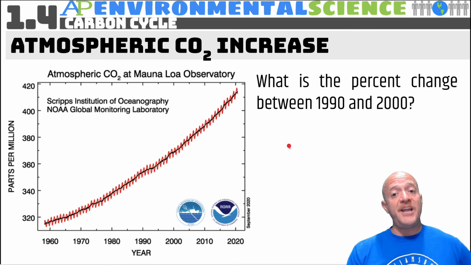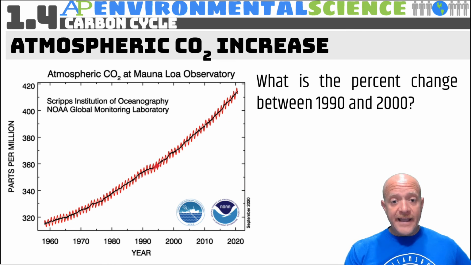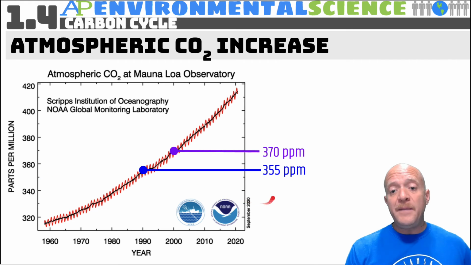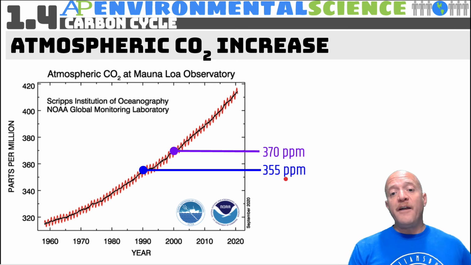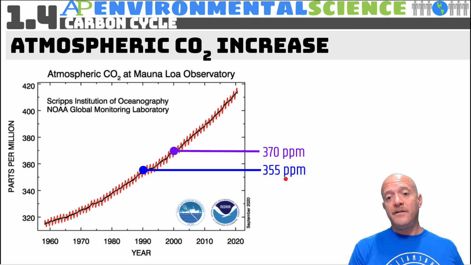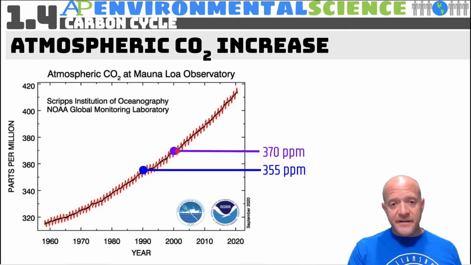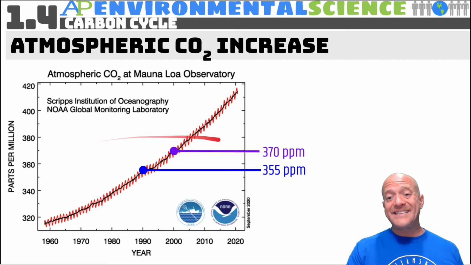Now, what is the percent change in carbon dioxide between 1990 and 2000? So how do we solve this? Well, first of all, we want to identify. At 1990, we had about 355 parts per million, ppm. For every million parts of atmosphere, there are 355 parts of carbon dioxide. And in 2000, it was up to 370 parts per million, or ppm.